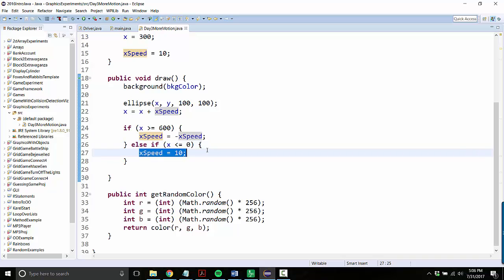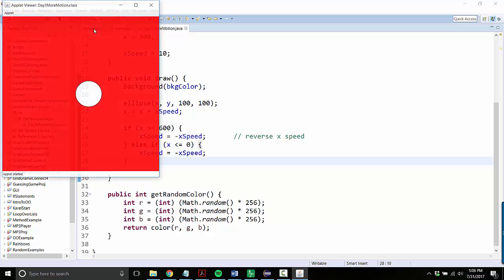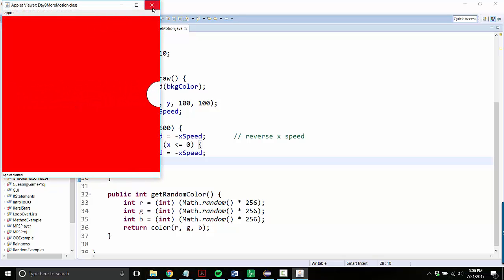Okay, let's think about the other way. What if x speed is negative 10? The opposite of negative 10 is going to be positive 10, and we save that as the new x speed. So a nice way of thinking about this line is it flip-flops between negative and positive. Or you could think about this as reverse the x speed, which is the same thing as reversing the direction. The reason I like this is because it's very general purpose. You can write the same thing in both places. So there we go. Now it's just bouncing.